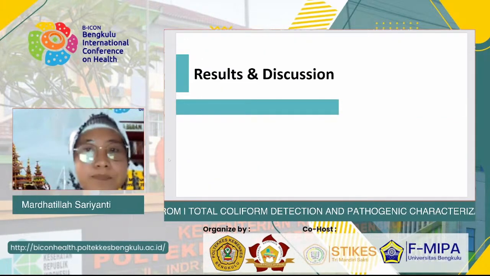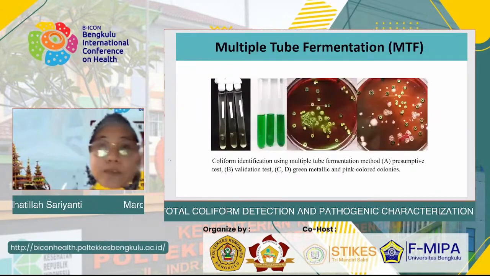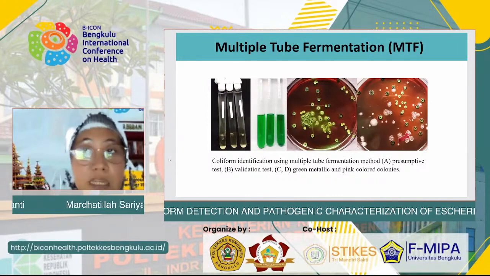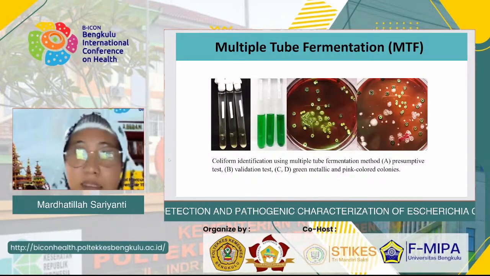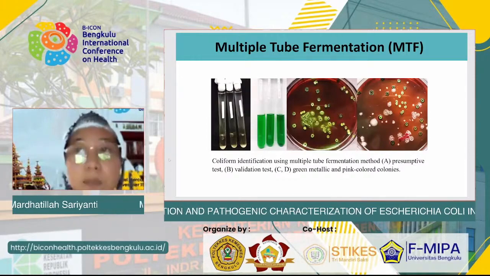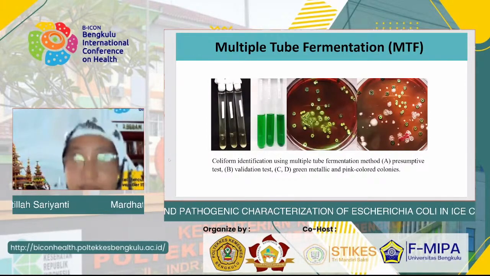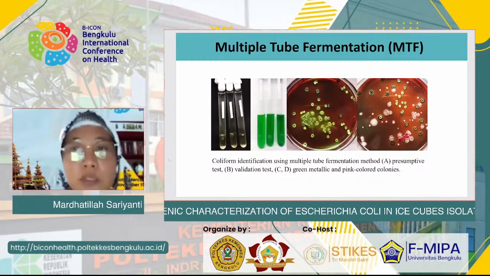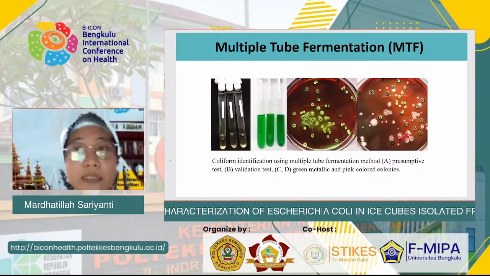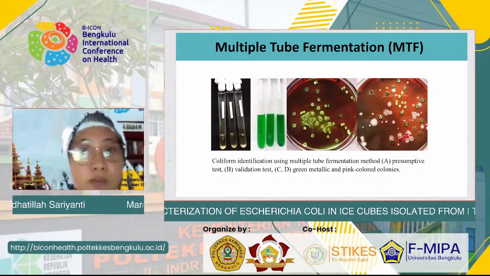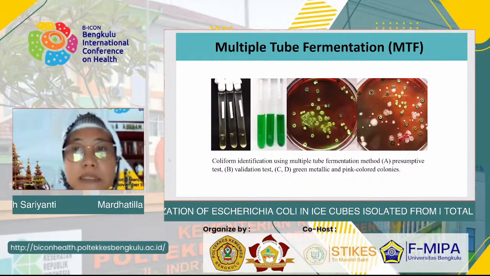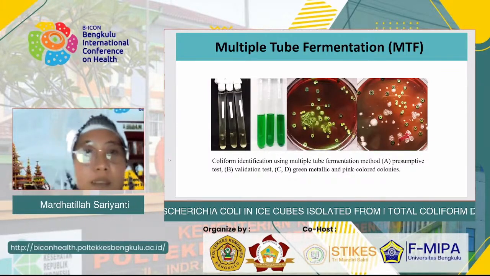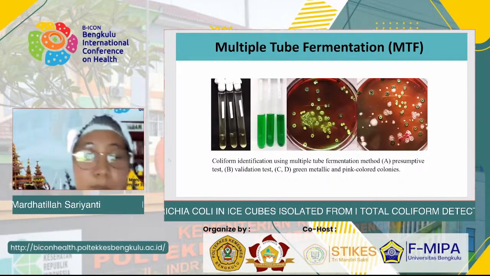Next slide. For the results, first, the coliform was identified using the multiple tube fermentation method through presumptive and validation tests, which showed that 10 samples from the total of 17 were contaminated by coliform bacteria. The positive results of both tests were indicated by the presence of gas formation in the Durham tubes and green metallic and pink colored colonies on EMB plates, as we see in the picture.